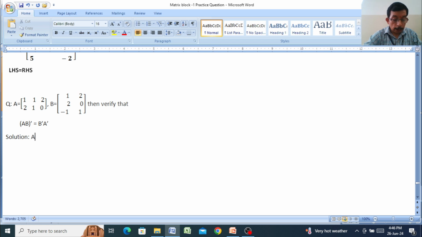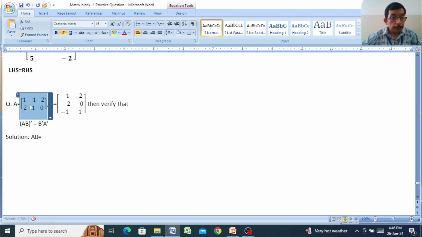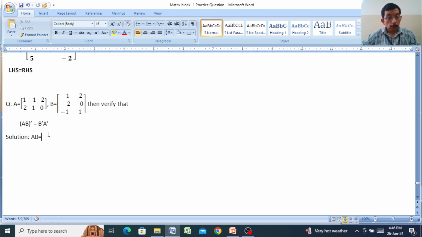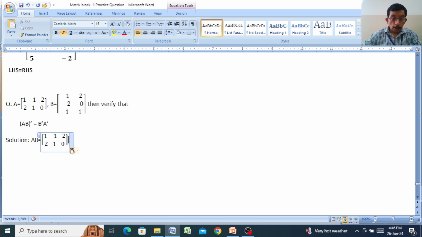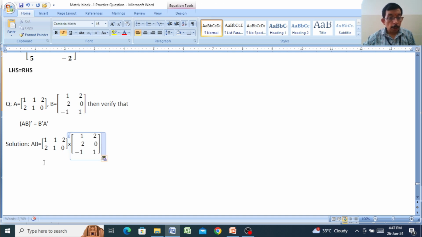First we find the value of AB. AB equal to, find the value of A, multiply matrix B, find the value of B. Now we check the number of columns in the first matrix is 3, the number of rows in the second matrix is also 3, so the multiplication is possible. Now we find the multiplication of these two matrices in the next step.